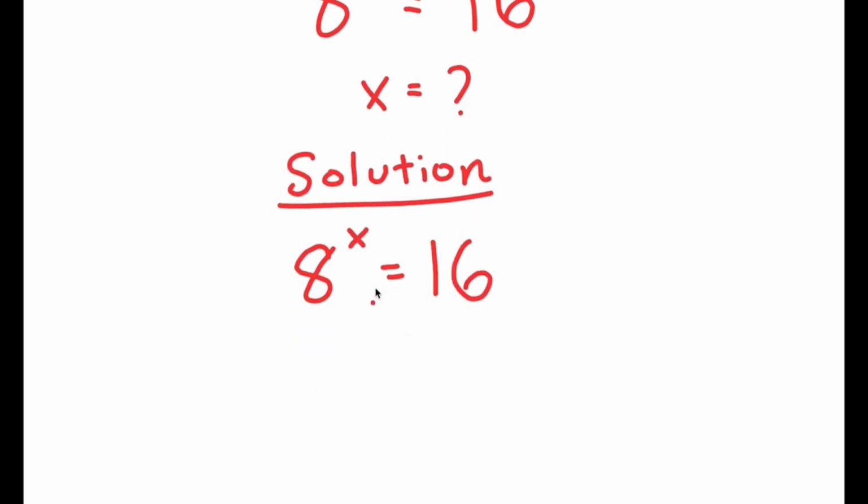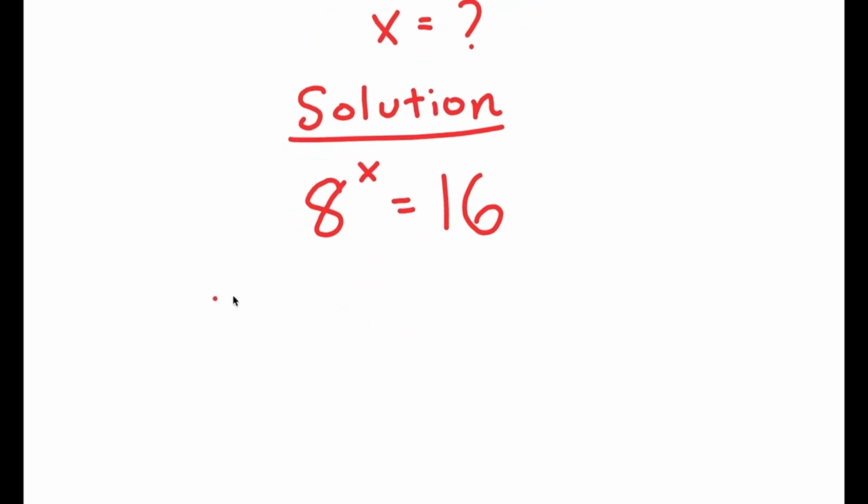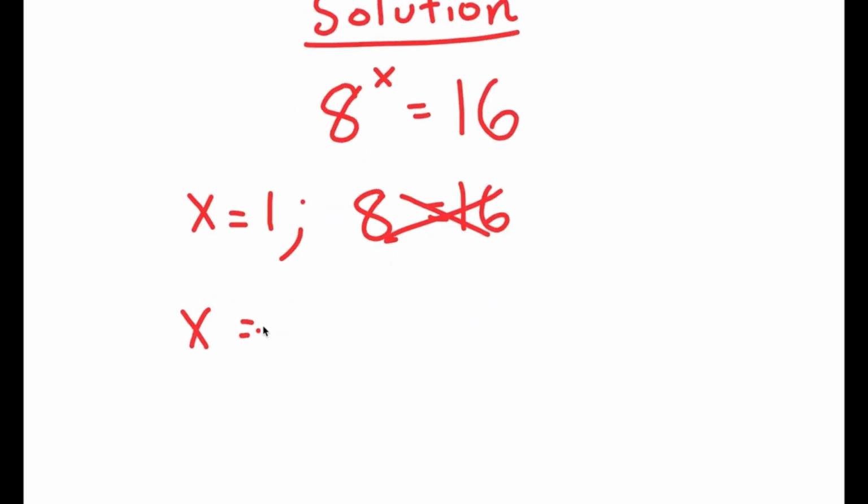Now, before we start doing anything, let's just inspect this problem real quick. So if I plug in x equals 1 into this equation, I get 8 to the power of 1 is equal to 16, which, 8 to the power of 1 is the same thing as 8, so I get 8 equals 16, which is false, right? Now if I plug in x equals 2, I get 8 to the power of 2 is equal to 16, and 8 to the power of 2 is 64. So I get 64 equals 16. And notice how there's a big gap between 8 and 64.